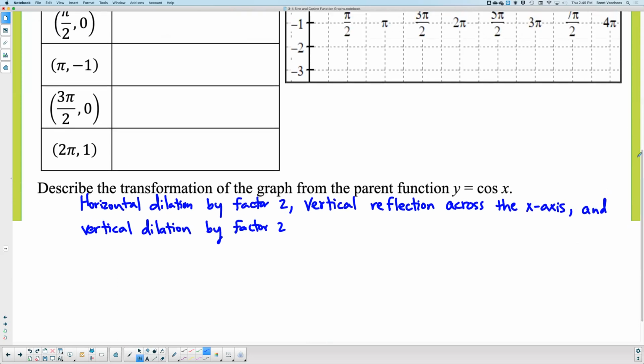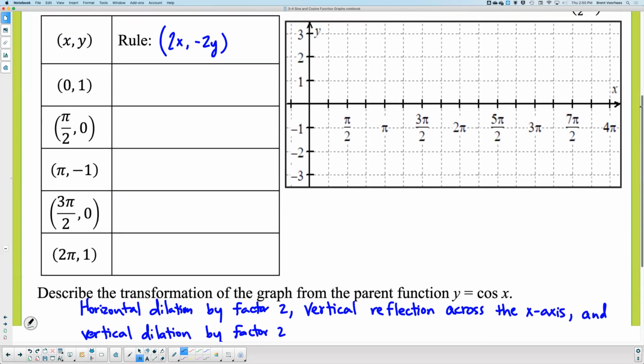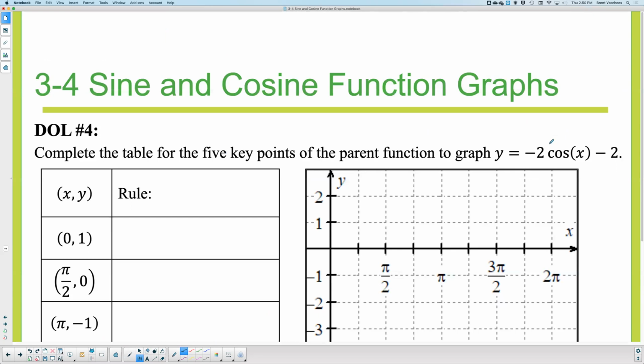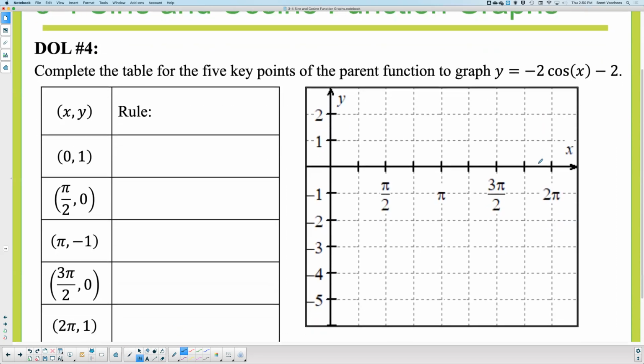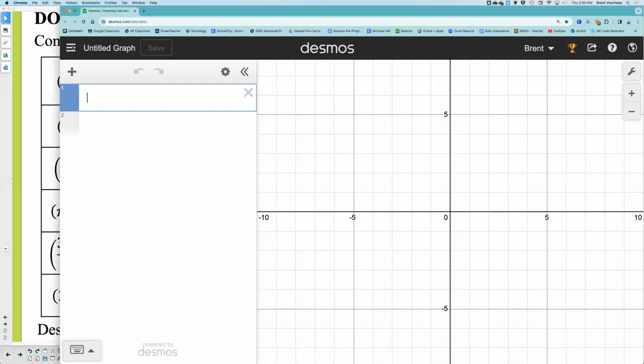I'll let you fill in the values and all that on your own. I've given you the rule. I'll let you do that on your own. And then you have one more DOL listed after, where you have this DOL here. So I'll let you work on that. I'm going to pause. I'm going to show you one thing here at the end. I told you I was going to do this. I'm going to do it now. I almost forgot.